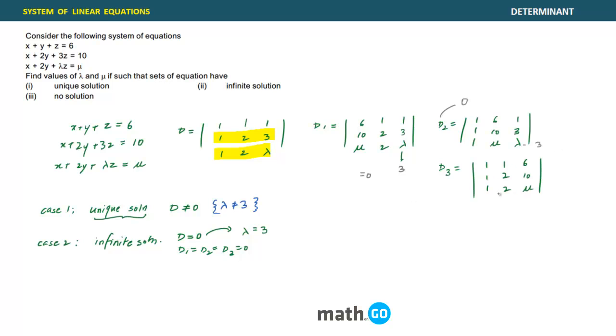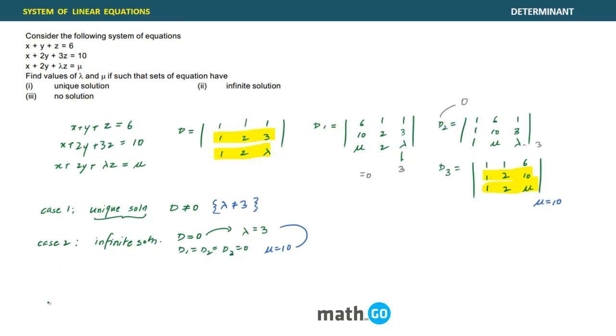If the value of mu here comes out to be 10, then row 2 and row 3 again will be the same and d3 will be 0. So for infinite solutions, you want the value of mu as 10. So the answer is that lambda should be equal to 3 and mu should be equal to 10. This is the case.